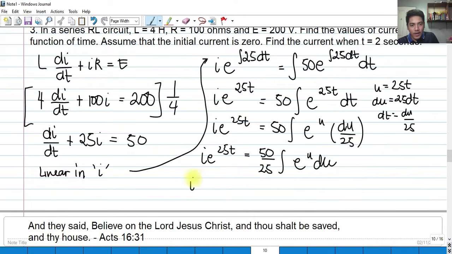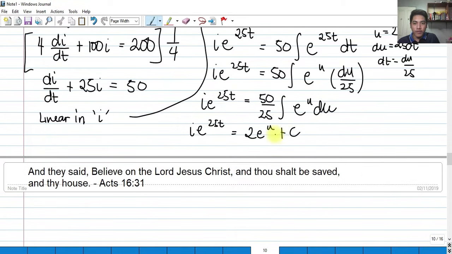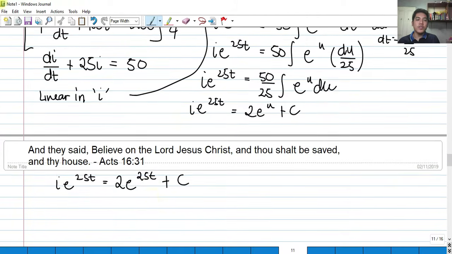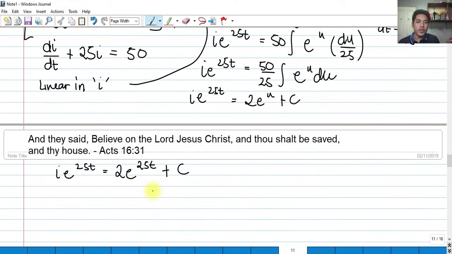So we can finally get the general solution for this. 50 over 25 is 2 e raised to u plus c, wherein if we back substitute the value of u, that is equal to 2 e raised to 25t plus c. Of course, if we plug in directly the condition here, we cannot solve for the current, because we don't know the value of c. So we first need to find the value of c by using the first condition.